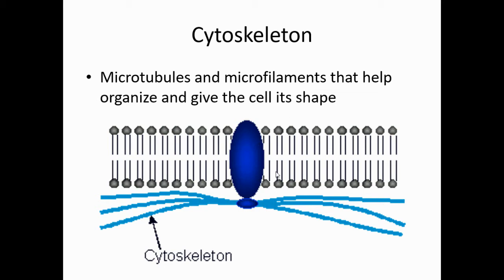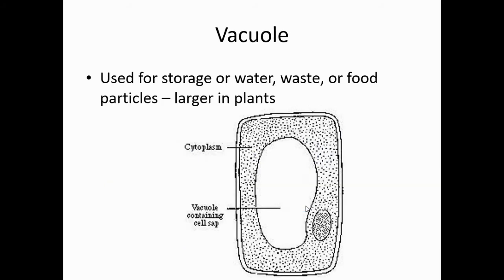A cytoskeleton, these are microtubules and microfilaments that help organize and give the cell its shape. So you got your cell membrane here, and we got a protein here, and then these blue things coming off, those are going to be the cytoskeleton. And it's very similar to your skeleton in your bones. Now you don't think of breaking a cell, but it just helps to keep the cell membrane from completely collapsing in on itself.